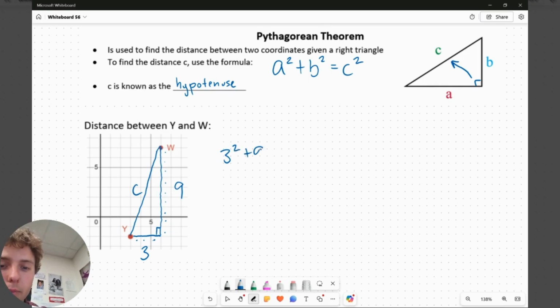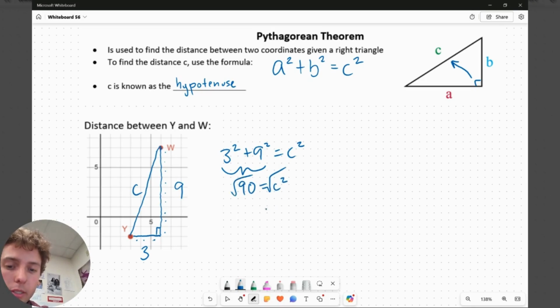So 3 squared plus 9 squared equals C squared. You could type this entire side into your calculator. It ends up giving you a value of 90. We could take our square root on both sides to get C by itself. So C is the square root of 90. You might type the square root of 90 into your calculator to also find a value. You might simplify this square root as well.